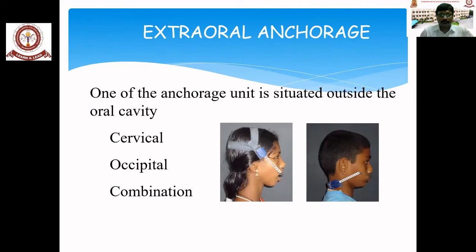Extraoral anchorage is the anchorage which is situated outside the oral cavity. It can be a cervical region where the nape of the neck is used to obtain the anchorage, or it can be an occipital anchorage, or it can be a combination of both.